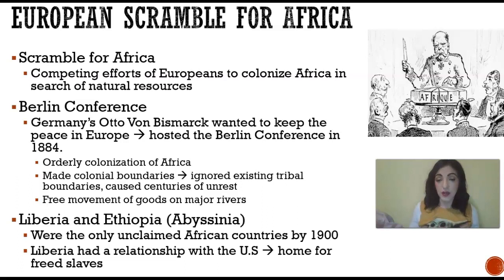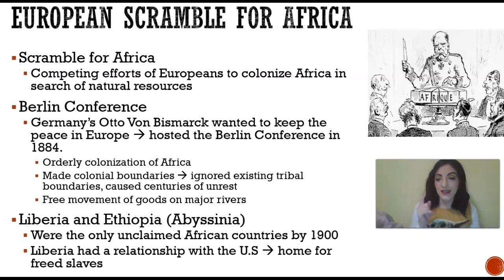Or vice versa. You have a tribe that has lived together for thousands of years. Let's divide them right in the middle. They didn't take any of those things into consideration because, again, no Africans were invited to this conference. They did what was best for them and what was best for them only.